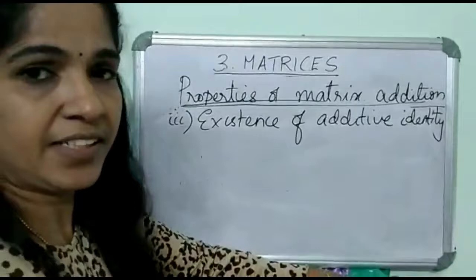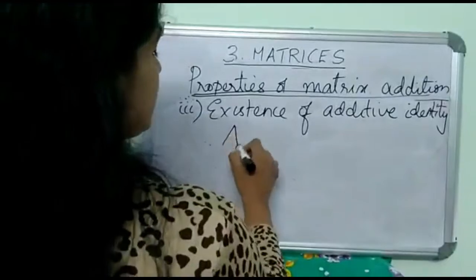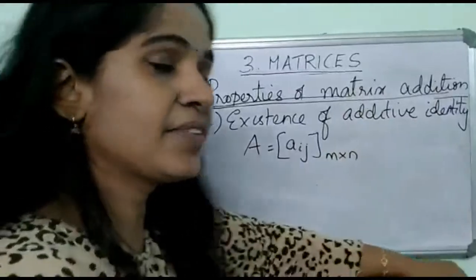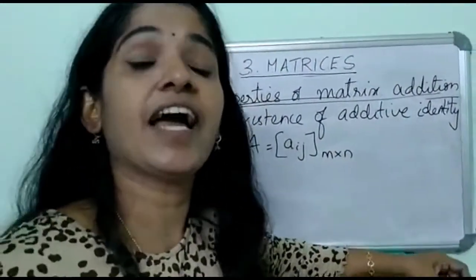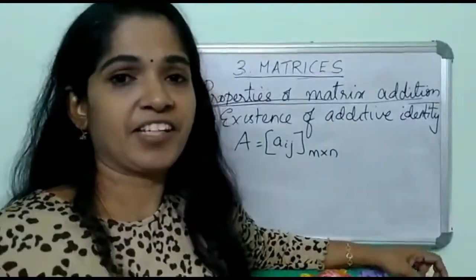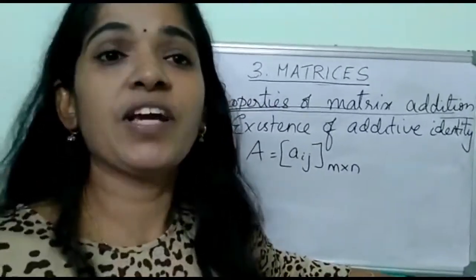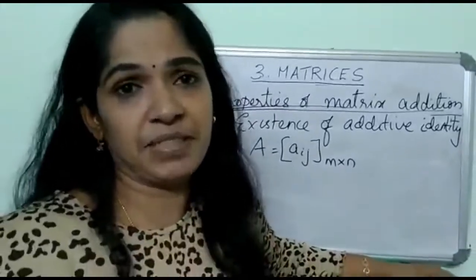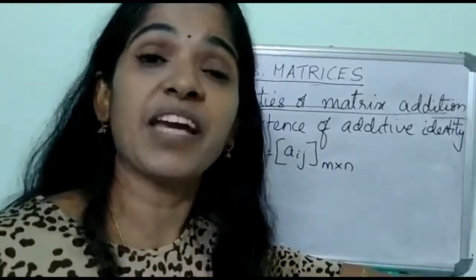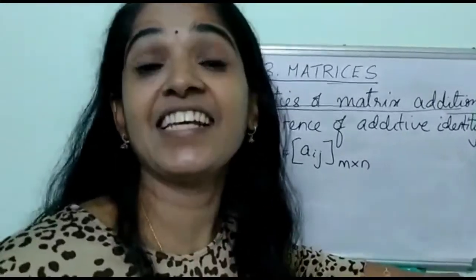The next property is the existence of additive identity. Now let's consider a matrix A equals Aij of order m by n. Now what is the identity under addition for real numbers? It is 0. Why? Because when you add 0 to any number, we get the same number back. That means 0 is a number which would never harm the other number. So can you tell me which is that matrix which will never harm any of the matrices when you add that matrix to them? Yes, it is the 0 matrix.